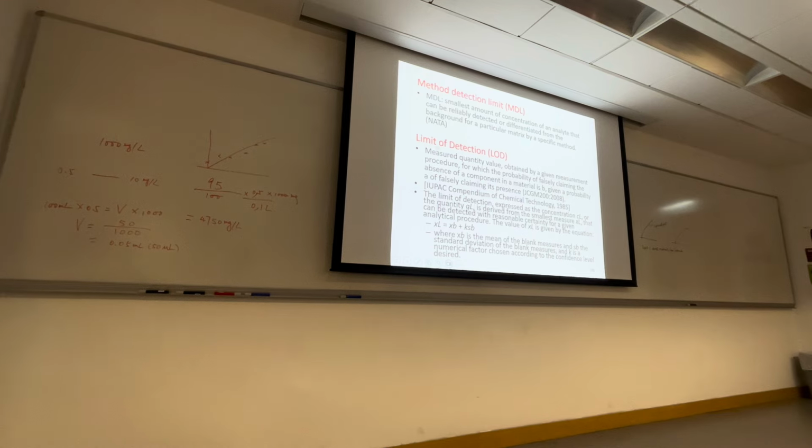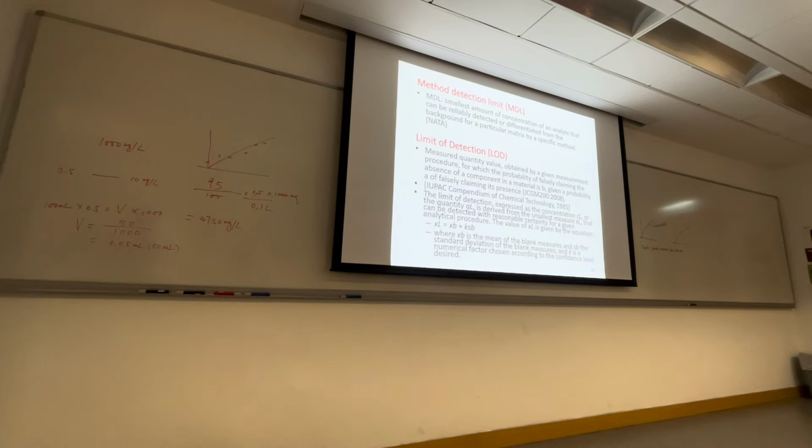So what is limit of detection? That is a given procedure. You can measure the probability of false claiming the absence is B, and the probability of false claiming its presence is A. That means the false positive and false negative, the probability is A and B. Don't think that we have 100%. The LOD is just a statistical cutoff.